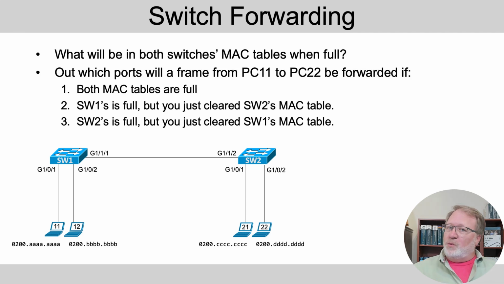At which ports will the frame sent by PC11 to PC22's MAC address be forwarded by the switches in these three scenarios? When both tables are full, or when switch 1's is full but you just cleared out switch 2's, or the reverse: switch 2's is full but switch 1's table has been emptied out. So they ask that, and it's just a place for them to hear what you have to say and then ask follow-up questions, which will come in just a moment.